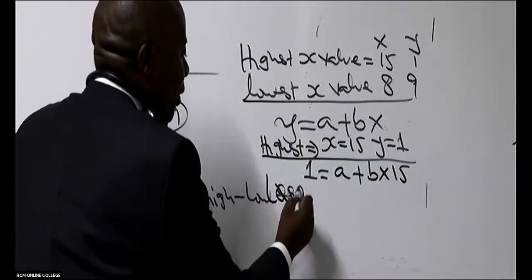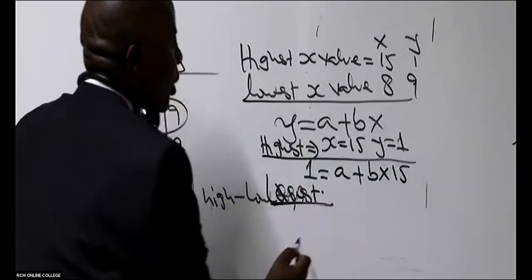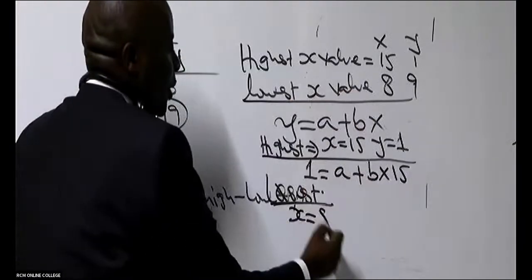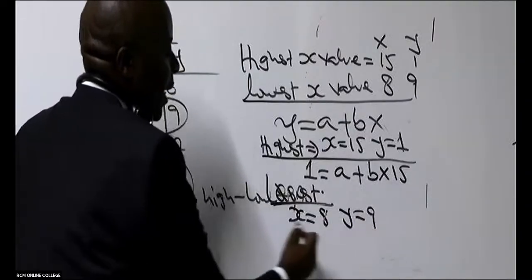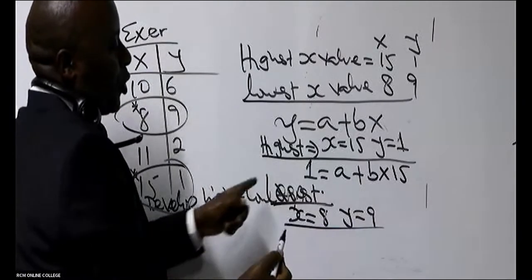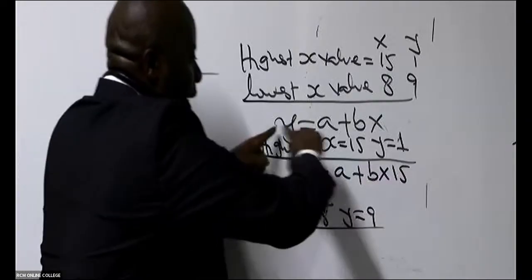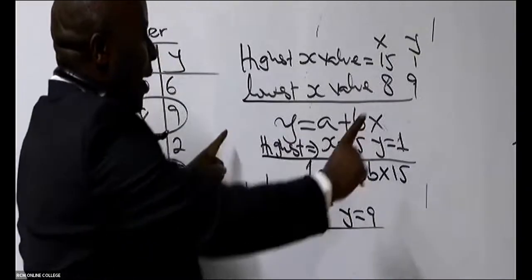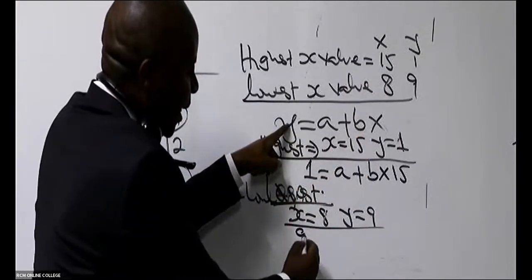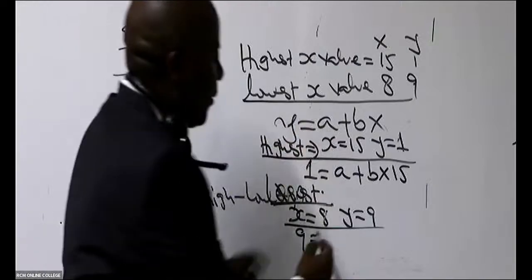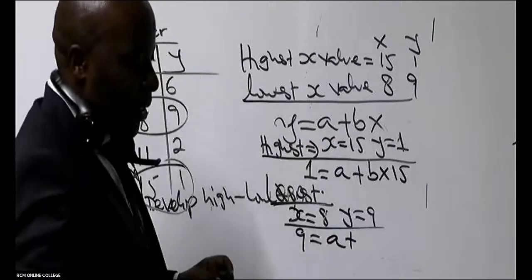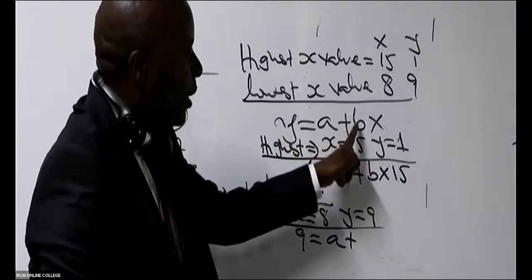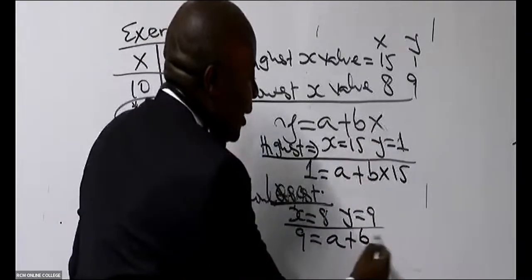How about the lowest? So the lowest, we know the lowest, x equals who? The lowest here, x equals 8 and y equals 9. So in this case here, please give me an equation. I'm substituting for this in the y equation. So y in this case here is 9 equals a plus bx. So b times 8. You're right. 8b, isn't it?